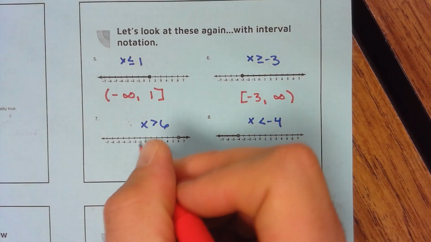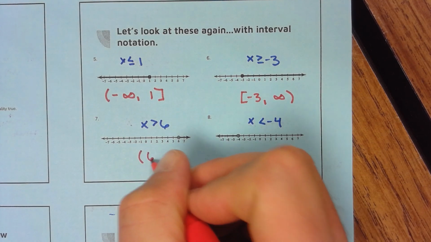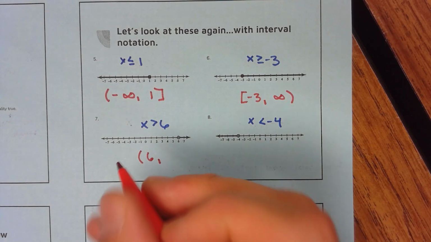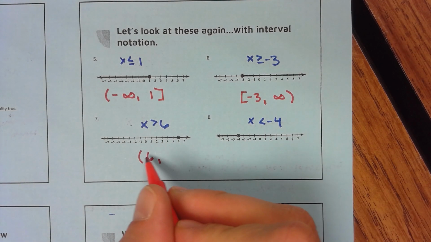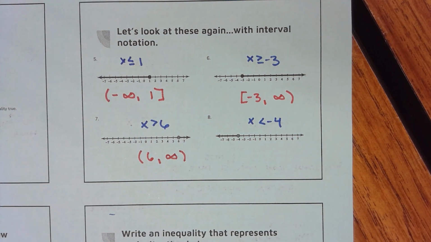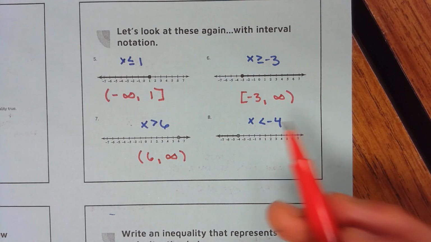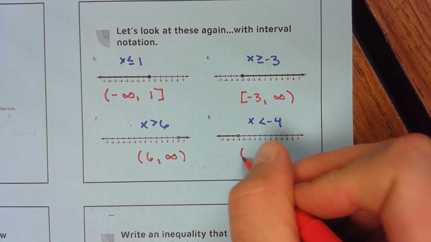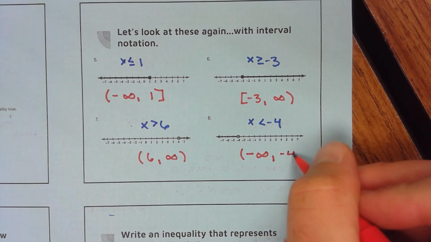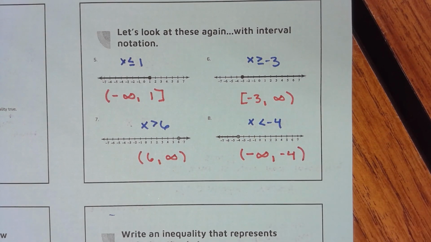X being greater than 6, our lowest number here is 6. And again, we don't actually get to 6. That's not included on our number line because it has the open circle. So we use a regular parenthesis. And it goes all the way to the right to positive infinity. X is less than negative 4. That's negative infinity as the smallest value. The largest value is negative 4 with a regular parenthesis because we never actually get to that specific value.